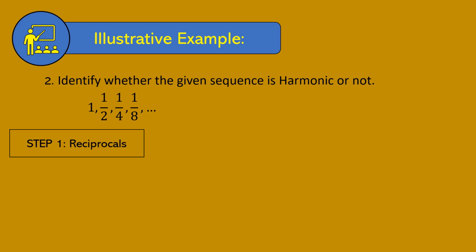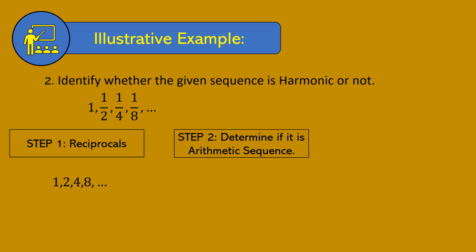Step 1, we get the reciprocals. Reciprocal of 1 is 1. Reciprocal of 1/2 is 2. Reciprocal of 1/4 is 4. Reciprocal of 1/8 is 8, and so on and so forth. So you now have your reciprocals, and after that, go to step 2.